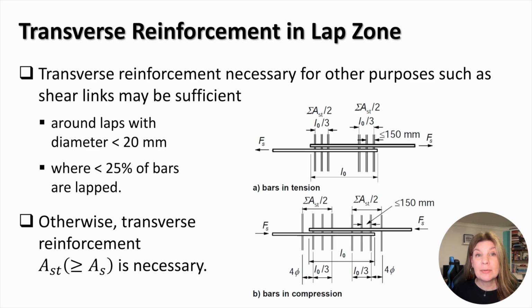Where the diameter of the lapped bars is greater than or equal to 20 millimeters, the transverse reinforcement should have a total area of not less than the area of one lapped bar. The transverse bar should be placed perpendicular to the direction of the lapped reinforcement and between that and the surface of the concrete.